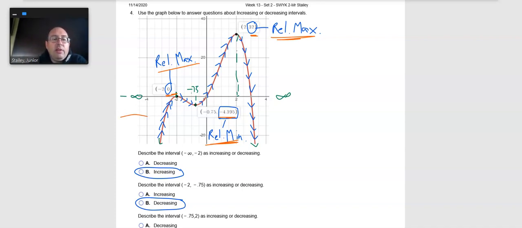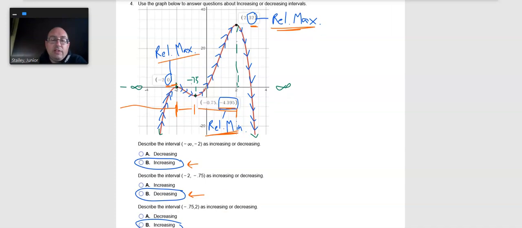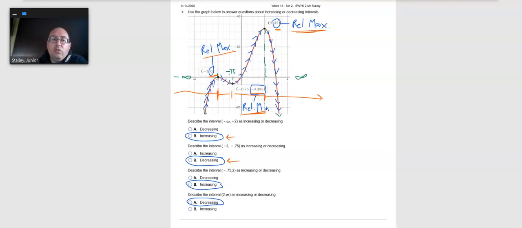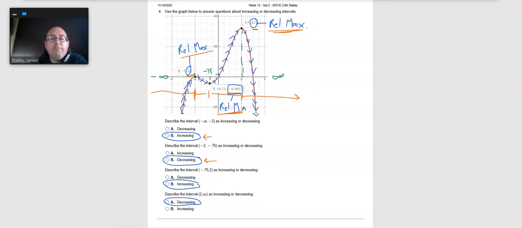We split it up from negative infinity to negative 2. In that section, it looks like we are going up, increasing. But then from negative 2 to negative 0.75, in this section right here, back to going down, right? What about from negative 0.75 to positive 2? Going back up again, right? So that's the next question. And then lastly, from negative 2 to infinity, we are decreasing again. So those are the answers to those particular questions on question 4.